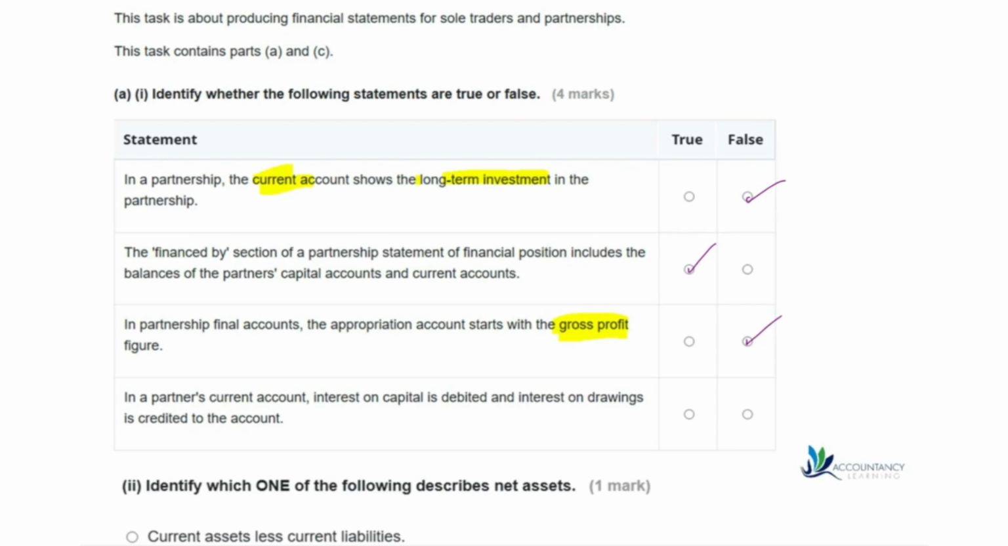In a partner's current account, interest on capital is debited and interest on drawings is credited. So this is false because the current account is the business point of view. So it means that the interest on capital is owed to the partner by the business, so it's a liability. So that's going to be your credit. And interest on drawings is owed from the partner to the business, so that would be the debit.